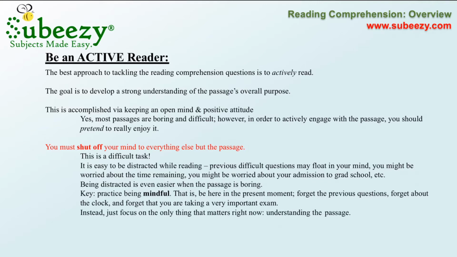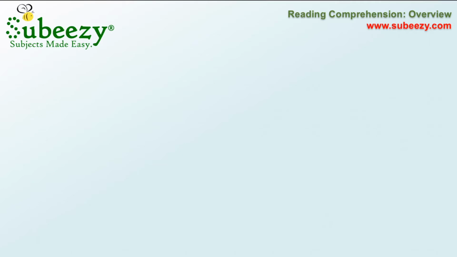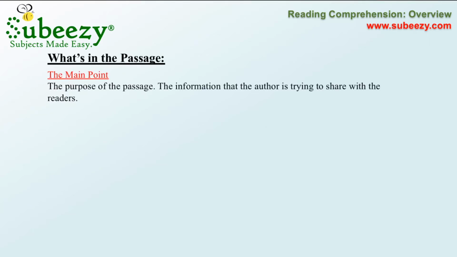So now let's move on to discuss what's in the passage. First is the main point. This is the purpose of the passage, the information that the author is trying to share with the readers. While reading, continuously ask yourself, what's the point of writing this? If you are able to answer this, then that means you have successfully understood the main point of the passage, which is key to doing well on most of the questions for reading comprehension.